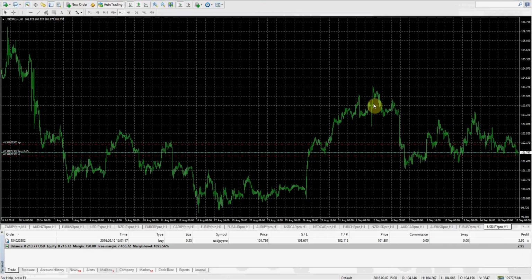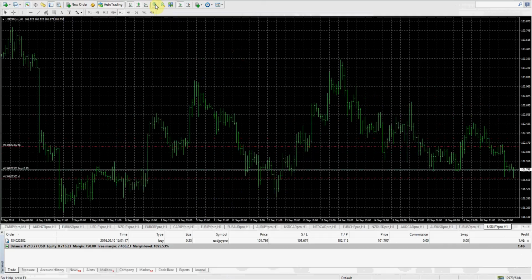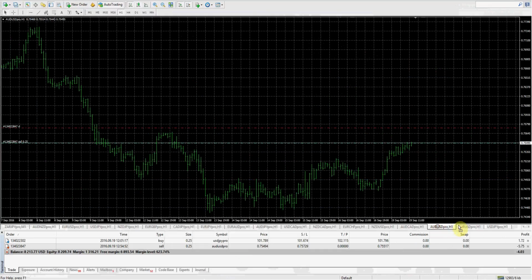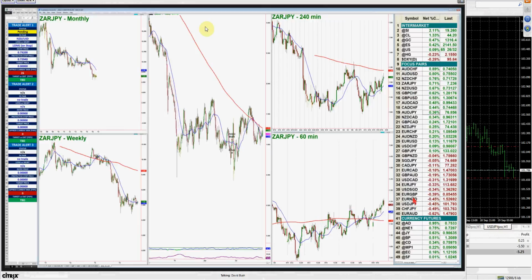All right, so we can keep track of this and see how it goes. Let's make that a little bit larger. All right, we just got entered into a second trade on the AUD USD, which is right here. So we'll definitely continue to watch these two. Let's see what they're saying about these trades.